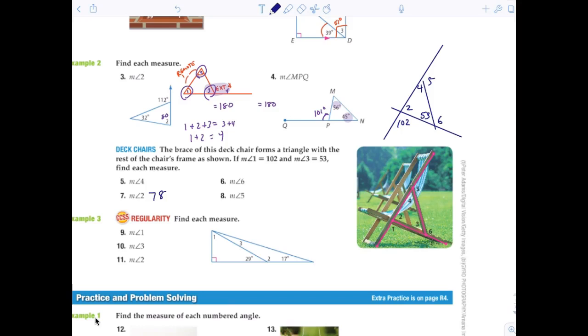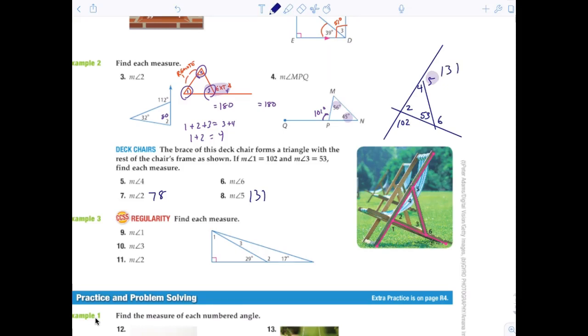Now, if angle 2 is 78, then angle 5. Look over here. I just think it's easier. Let's look at angle 5. What would angle 5 be? 78 plus 53, right? Does everybody agree with that? Now remember, I don't care about a calculator. Now's the time you're practicing. 78 plus 53. Angle 5, 131. Thank you.